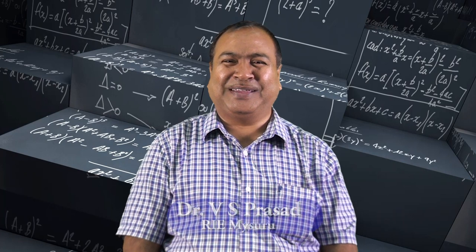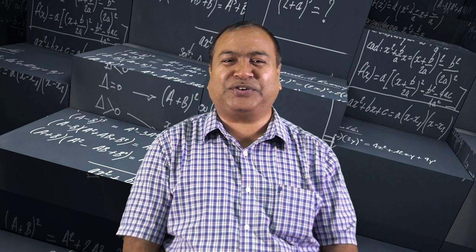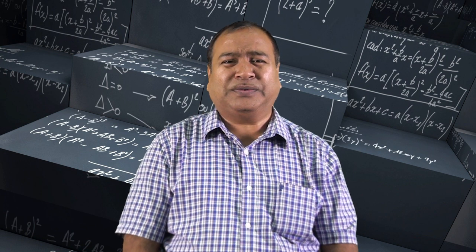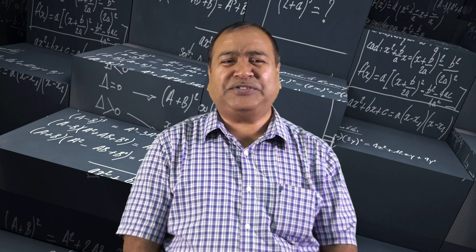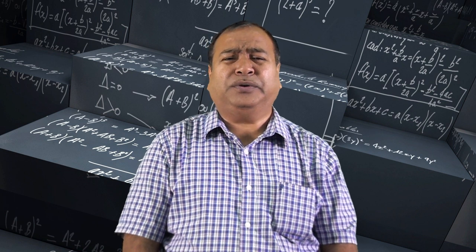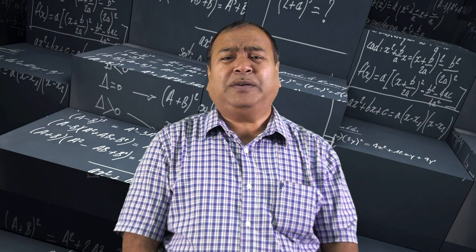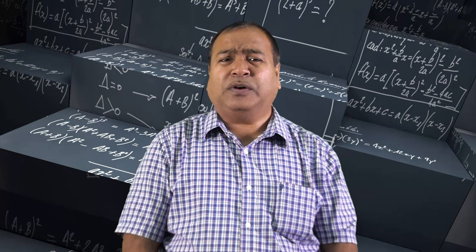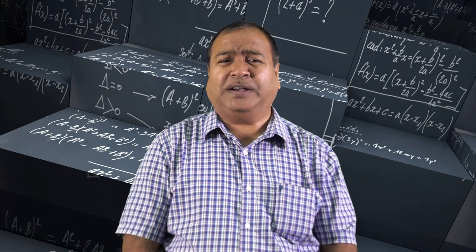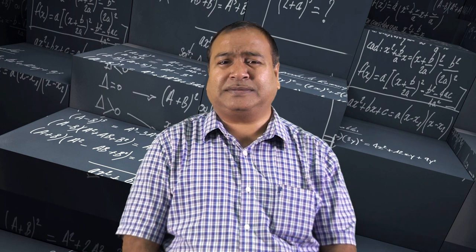Dear students, we have already observed some techniques to find the cube of a natural number. Also, we see that the cube of a natural number represents the volume of a cube. So, if n denotes the length of a side of a cube, then its volume is denoted by n cube. Let me ask you a question. If the volume of a cube is 216 centimeter cube, then what would be the length of its side?